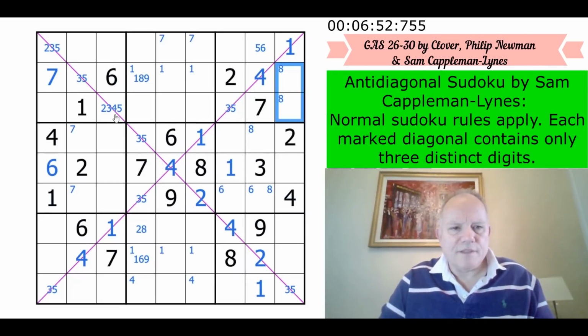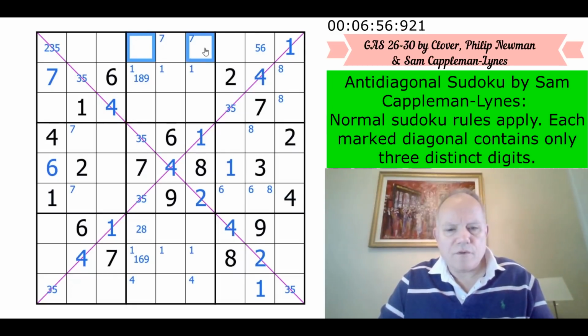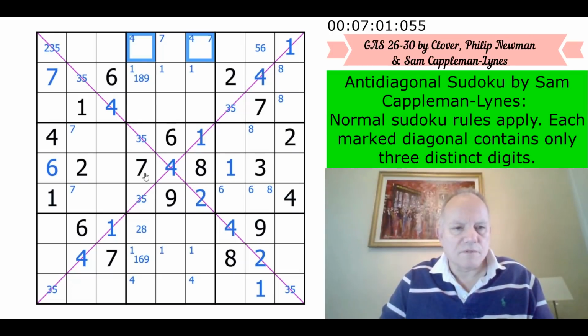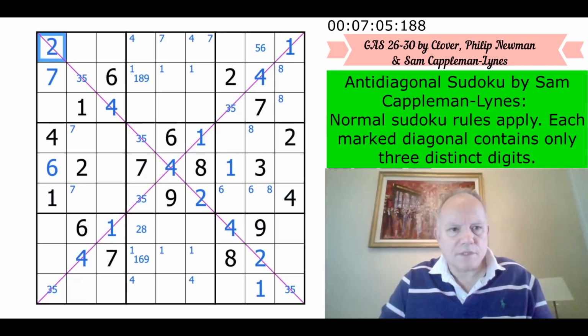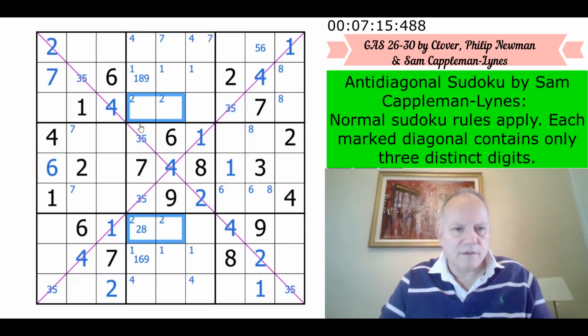Wow, this is not easy. That's where the 4 goes on this bit of the diagonal. So we've got a 4 X-wing in columns 4 and 6. It also needs a 2 on this diagonal, so that's there. 2 down here as well. One of those is a 2. Getting all sorts of X-wings now.